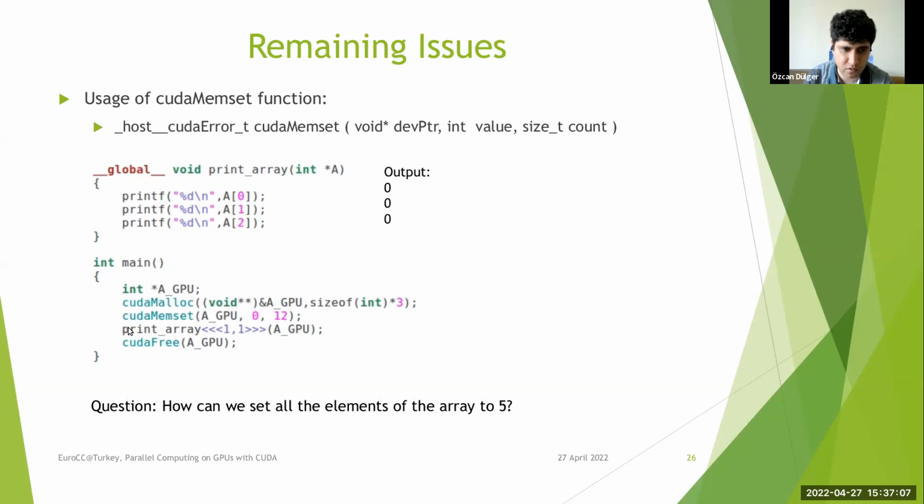And we call the kernel here with one block and one thread. This is our kernel. We print each value of array A to the screen, and we get 0. So how can we set all the elements of the array to 5? Now we set 0. How can we set 5?